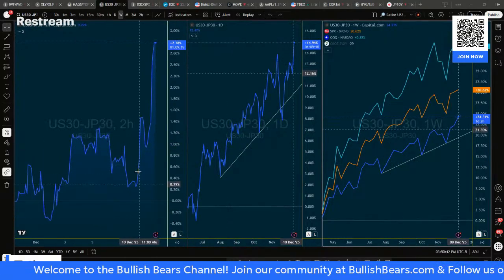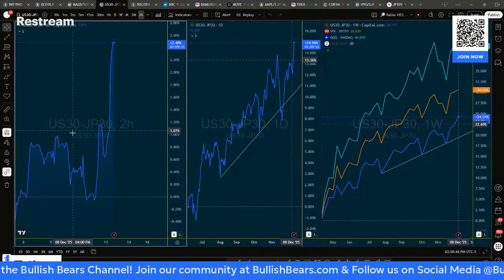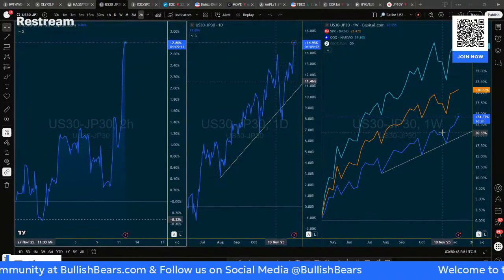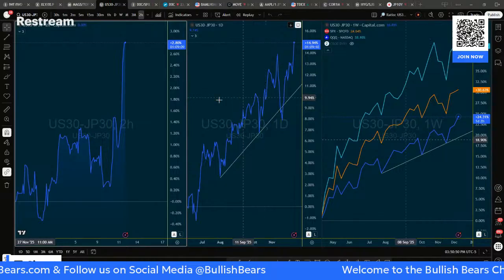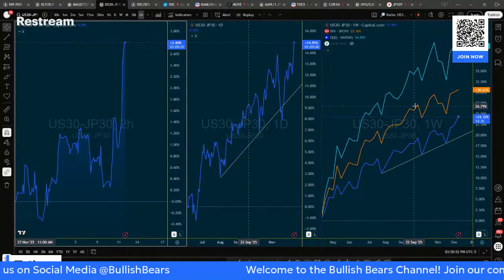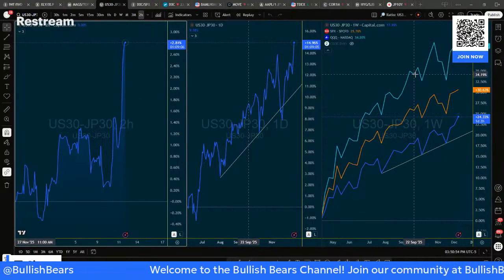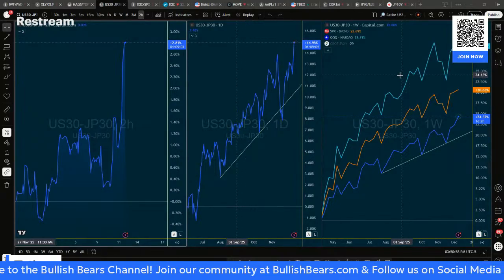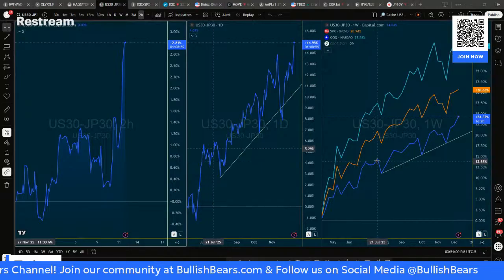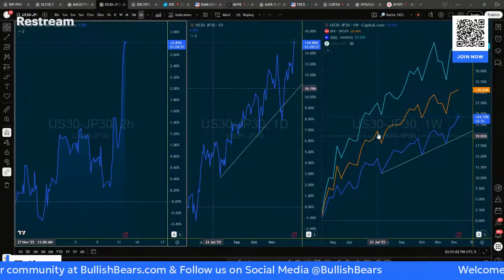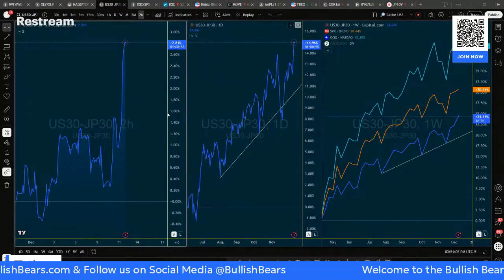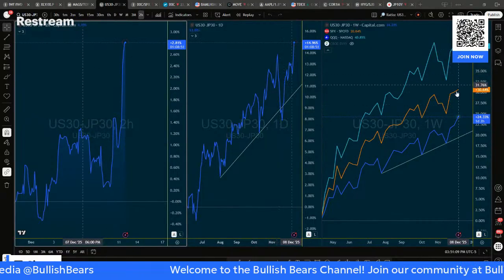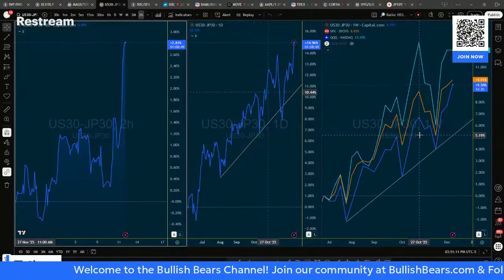Look at the violence of this move. US 30, JP 30. It's a great tell. You can see the blue line is the same as this one and the same as this one. Orange is the S&P, and this cyan is the Qs. They match, right? When the blue line goes down, so does the S&P, so do the Qs. So when this line is going up, we expect the Qs and the S&P to go up. But look, they're not going up.